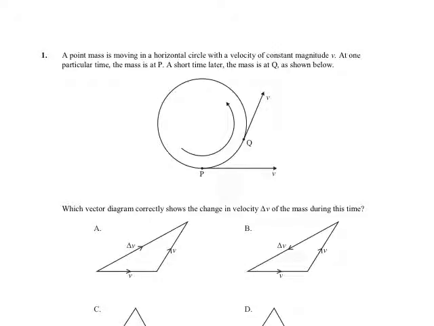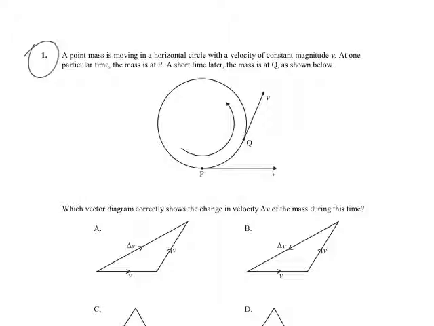So formative assessment 6. And here we have question 1. A point mass is moving on a horizontal circle with a velocity of constant magnitude v. At one particular time, the mass is at P, here. A short time later, it's at Q, here. Which vector diagram correctly shows the change in velocity of the mass during this time?